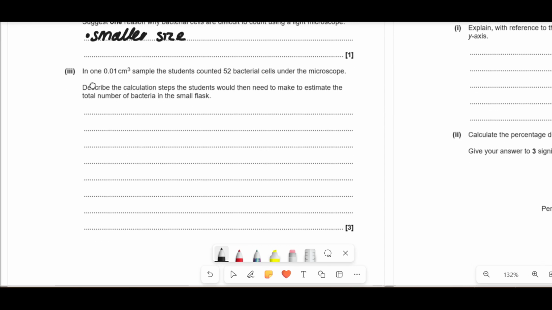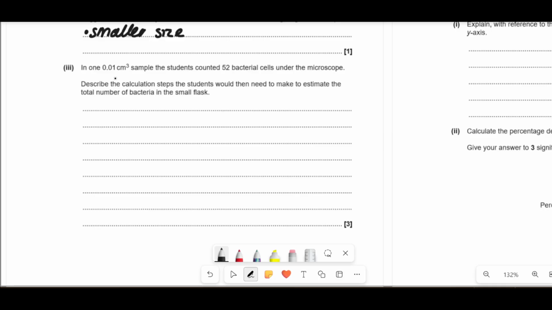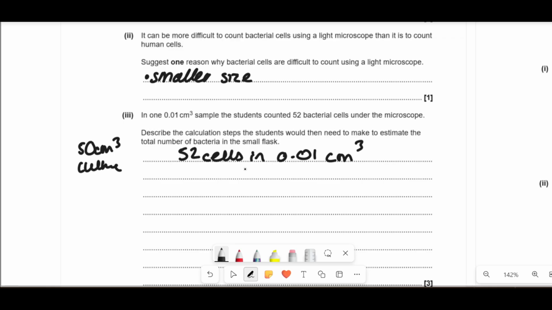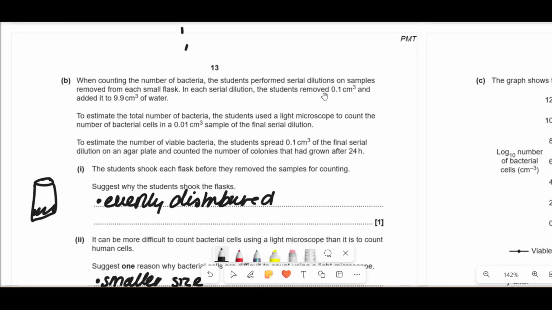Now it says in one 0.01 centimeter cubed sample, the students counted 52 bacterial cells under the microscope. Describe the calculation steps the students would need to take to estimate the total number of bacteria in the small flask. So just from before, I'm going to collect that they had that 50 centimeter cubed culture, and from that culture they then did all of this stuff. So they found 52 cells in 0.01 centimeters cubed.